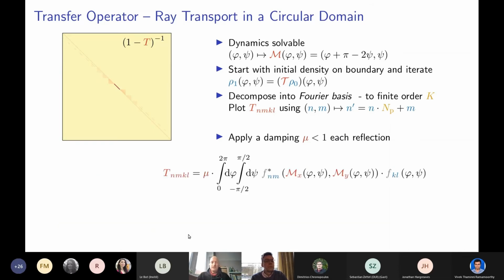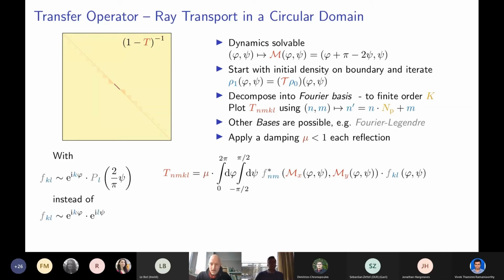Okay, recap. Where did this transfer operator come from? Well, if you have your billiard dynamics, or if you have your ray dynamics through your domain, then you can write down your transfer operator like that. You have to decide on a certain set of basis functions. They go in here, and then you have to integrate this double integral. Just to give you an example, you can use other bases as well.